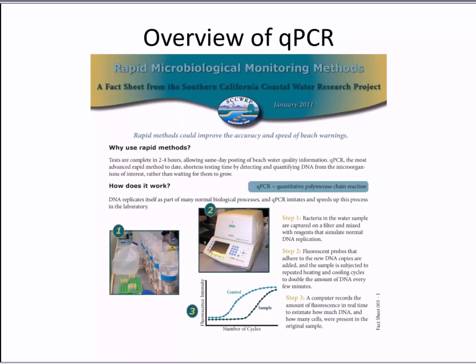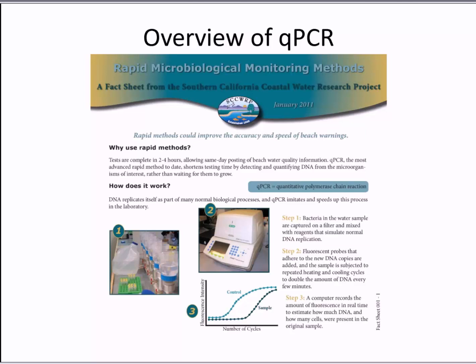Just a brief overview of qPCR. In this slide, I basically took from Squirp. This was a two-page fact sheet that Squirp has on their website. I slightly modified it to just focus on the part I wanted to discuss, which basically is how qPCR works. Obviously, we want to try to use these methods because you can get your result in 2 to 4 hours versus the 24-hour culture methods. And how does it work?